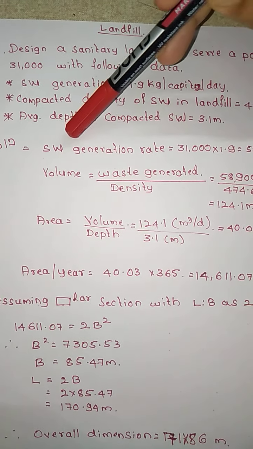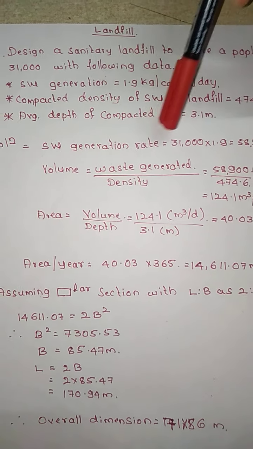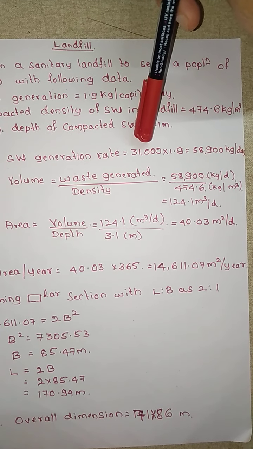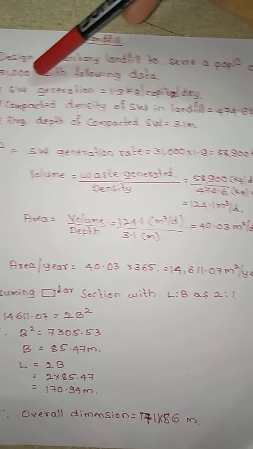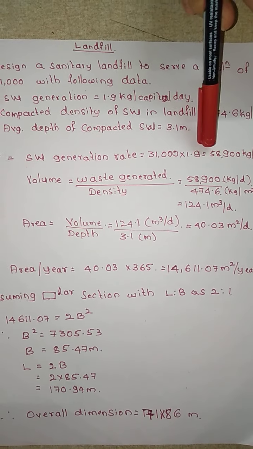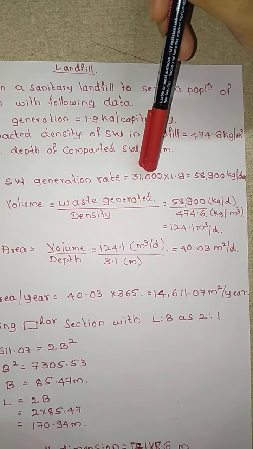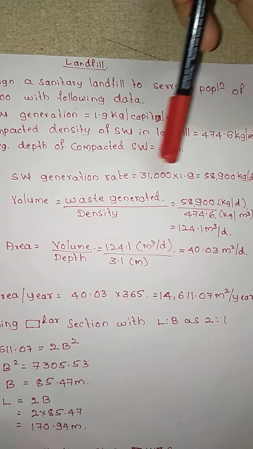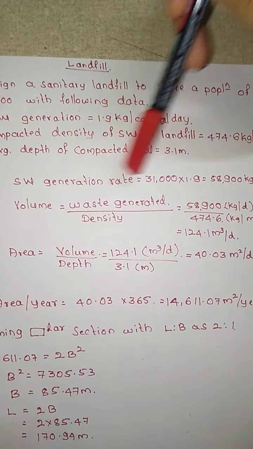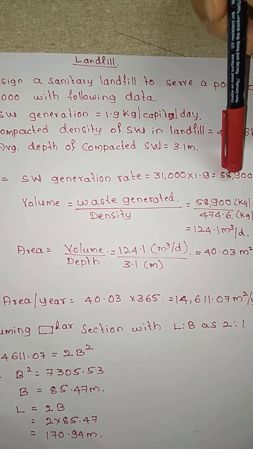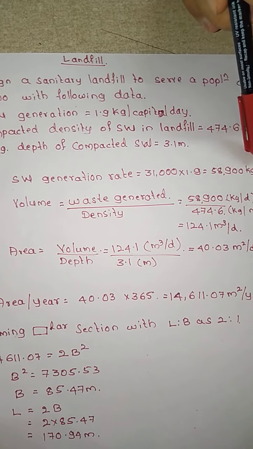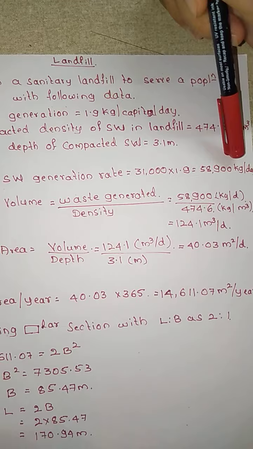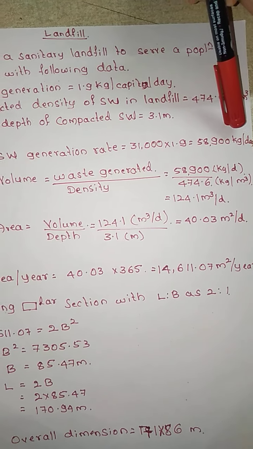Now as I have told, the solid waste generation rate is equal to population multiplied by 1.9. So 31,000 is the population, and each person will generate 1.9 kg of waste. So we multiply it to get the solid waste generation rate. How much are we getting? 58,900 kg per day. These 31,000 people will generate 58,900 kg per day of solid waste.